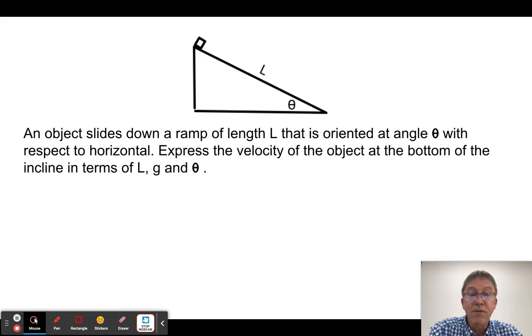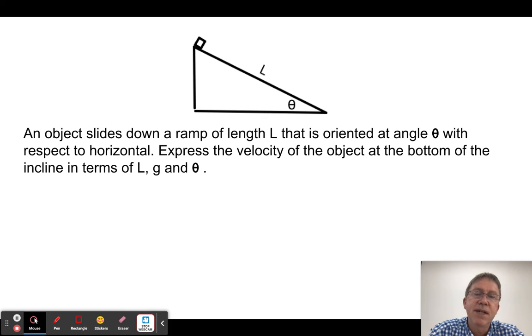Well, let's move away from numbers and just try to solve for things in terms of variables. That's a very, very common type of question to get on your AP Physics exam, and we just need to practice them all year long. So an object slides down a ramp of length L that is oriented at angle theta with respect to the horizontal. Express the velocity of the object at the bottom of the incline in terms of L, g, and theta.